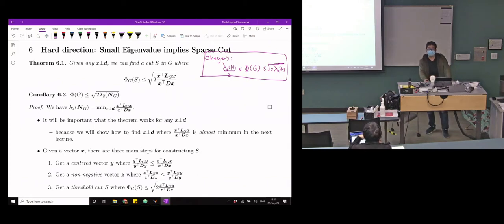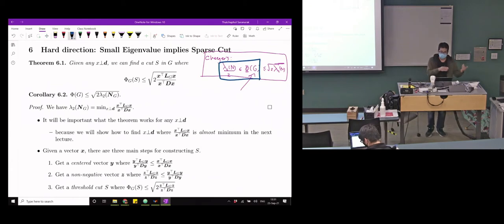All right, let's start. Last time we were talking about Cheeger's inequality, which basically says that if you want to check if a graph is an expander, it's enough to check if the second eigenvalue of the normalized Laplacian is big or not. We proved one side of the inequality, which means that if there is a sparse cut, then the second eigenvalue must be small.